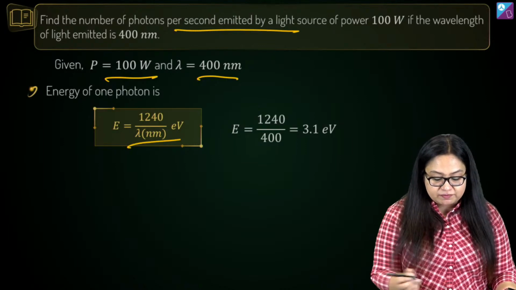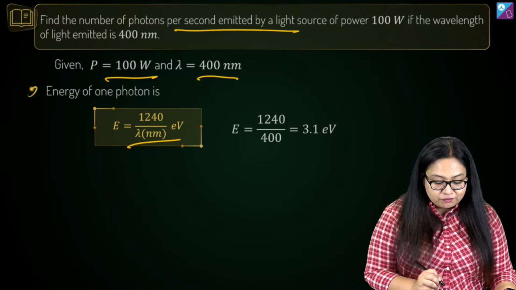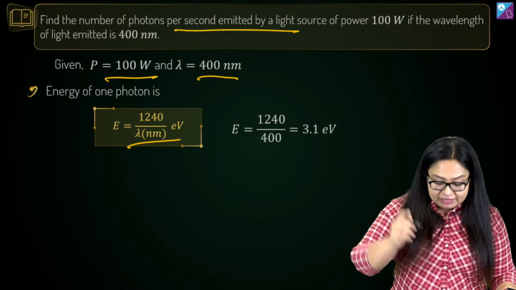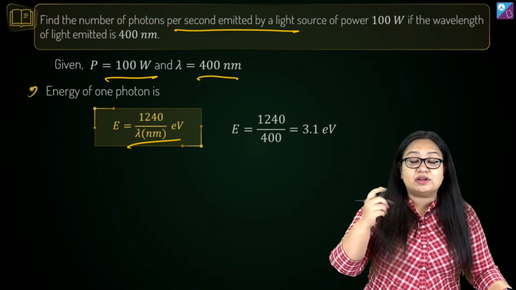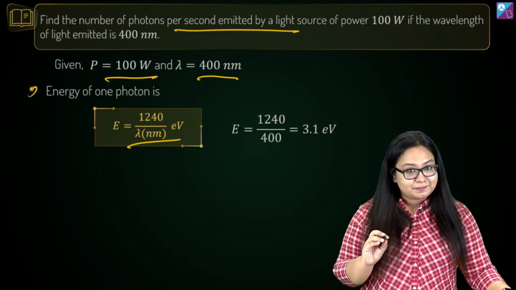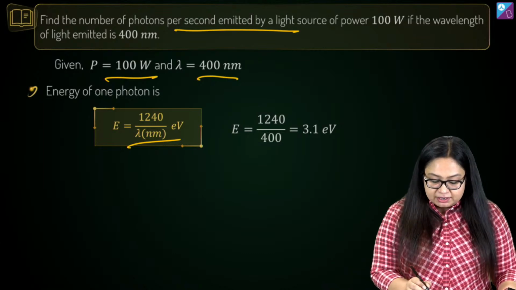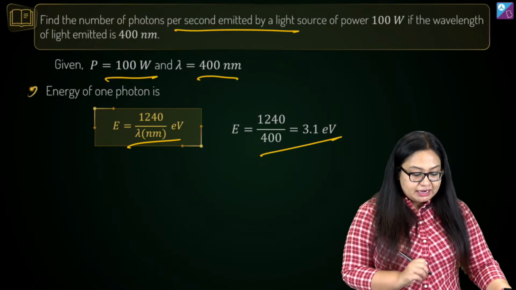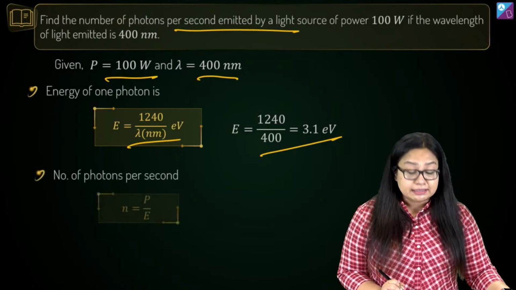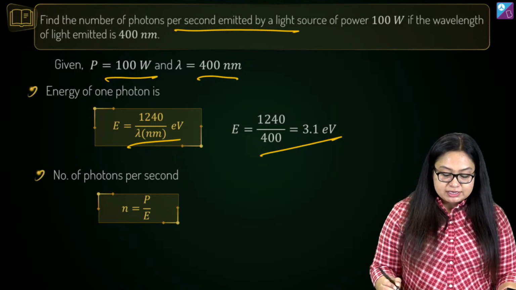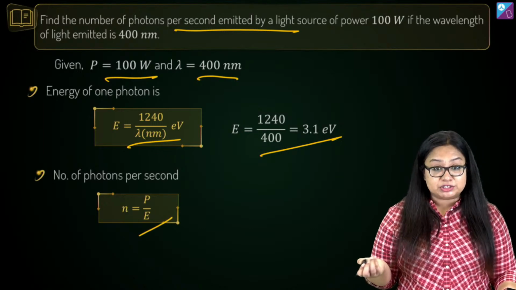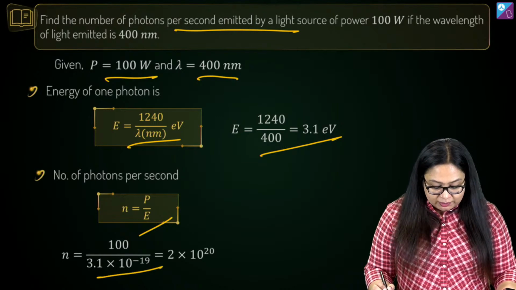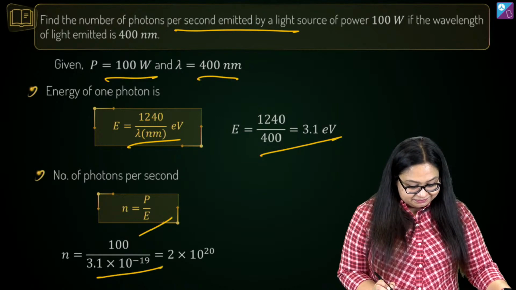We can say that energy of 1 photon is 1240 divided by wavelength in nanometers. If wavelength is in angstrom, we write 124000 divided by wavelength in angstrom. Okay, so now that we substituted, we get a simple value. Now this value is in eV, so now we can calculate the number of photons. Number of photons is power divided by energy of one photon. Power is 100 watt divided by energy of one photon. We get this answer.